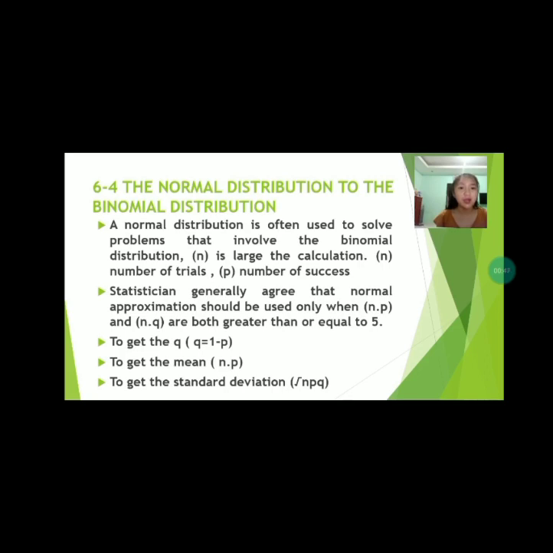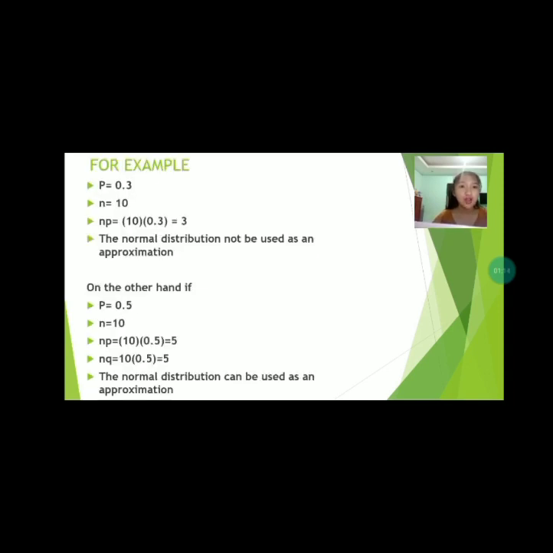To get the value of q, we take 1 minus p, the probability of success. To get the mean, we multiply the number of trials and the probability of success. For the standard deviation, we take the square root of n times p times q. For example, p is 0.3 and n is 10. So n times p, 10 times 0.3, equals 3.